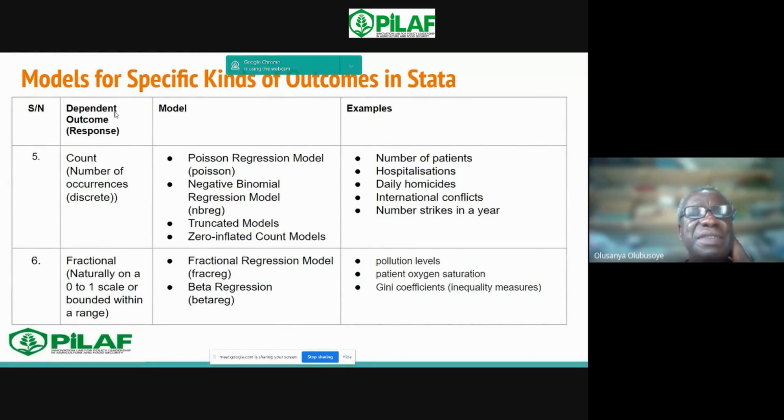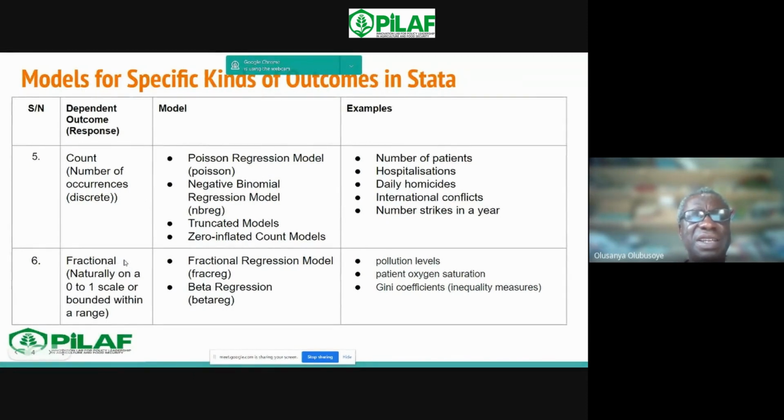so for dependent outcome variables that are count, we can use this battery of models. And you have examples: number of patients, hospitalizations, daily homicides, international conflicts, number of strikes in a year. They are all dealing with counts.